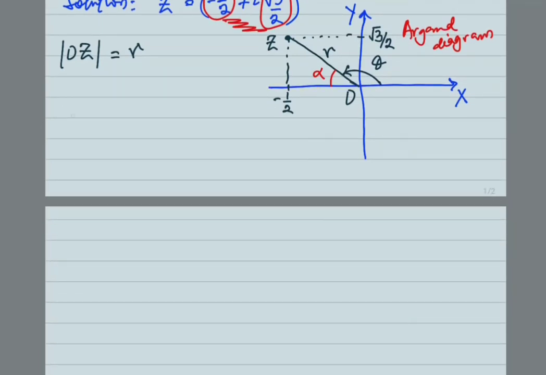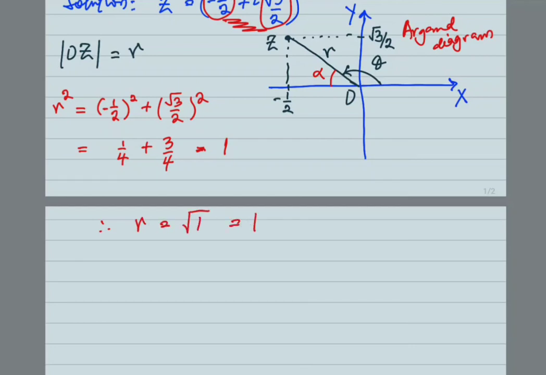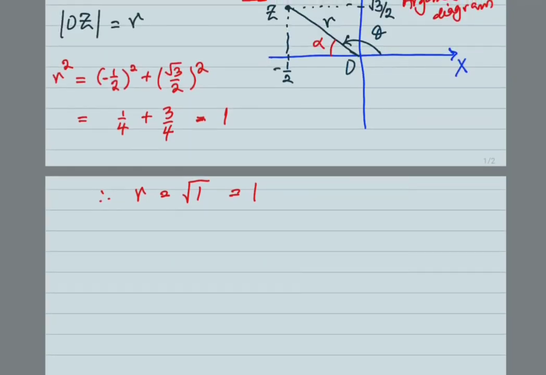So let's go. R equals, from this triangle, using Pythagoras theorem, R squared will be half squared plus root 3 over 2 squared. That is 1 over 4 plus 3 over 4, which is equal to 1. Therefore, R will be square root of 1, which is 1.